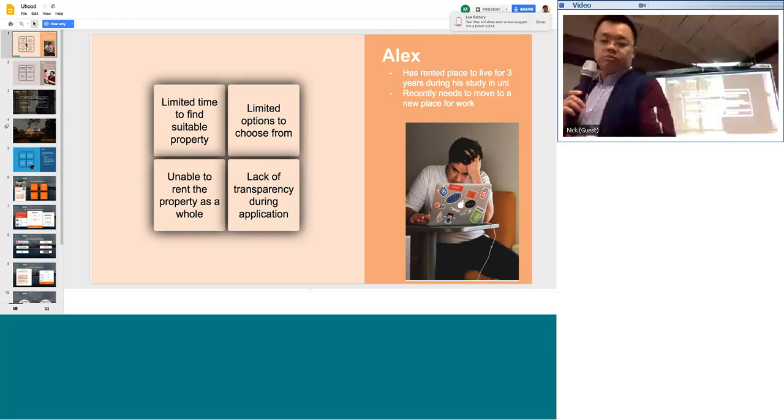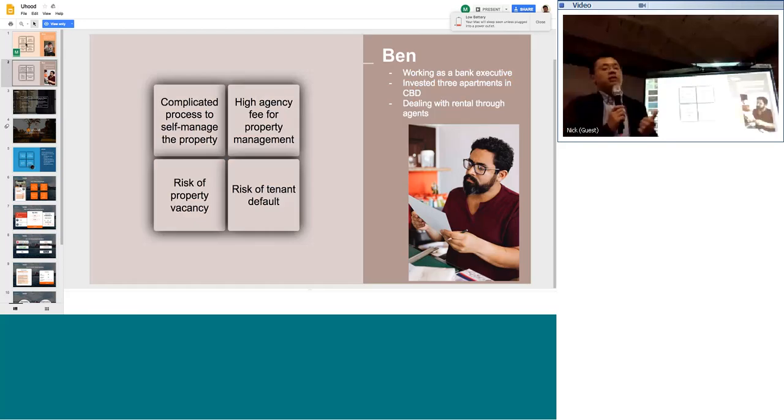Okay, so now imagine you are Ben. Ben is a landlord or property owner. He works as a bank executive. He recently invested in 3 apartments in the CBD, and usually he deals with the rental through agents.